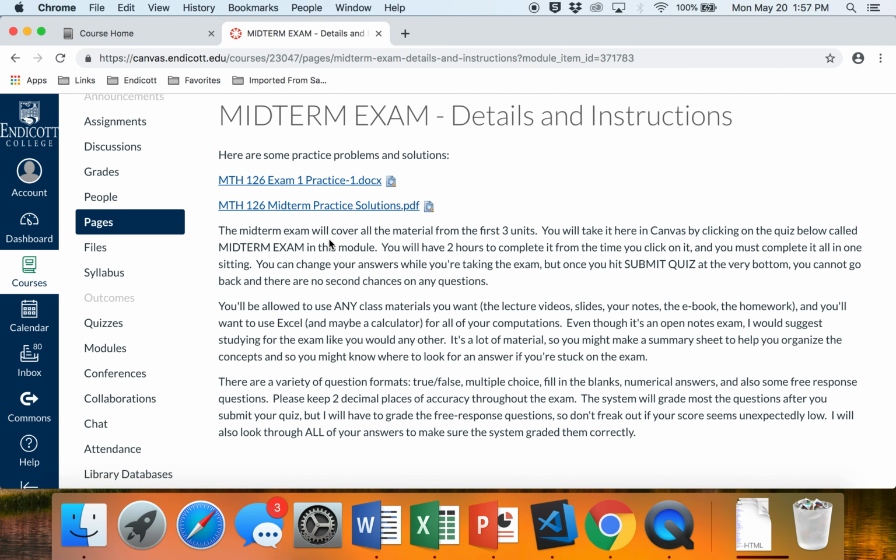This is not a study guide. I know that students nowadays have a thing called a study guide. Your notes are the study guide for the course. These just happen to be some practice problems that you might try to see how you're doing. It's not to say that these are the problems that are going to be on the exam or anything necessarily like that, but these are good problems to try and see how you're doing. And then there's just some instructions here about the exam.